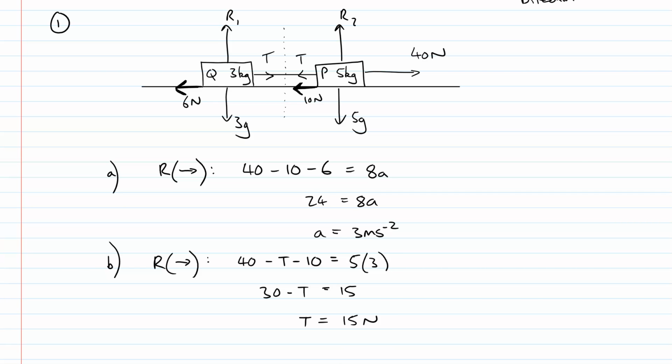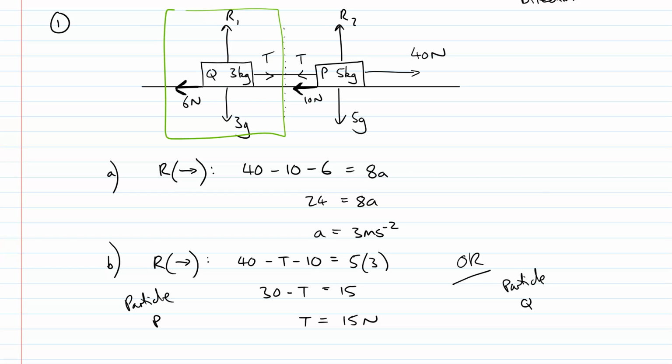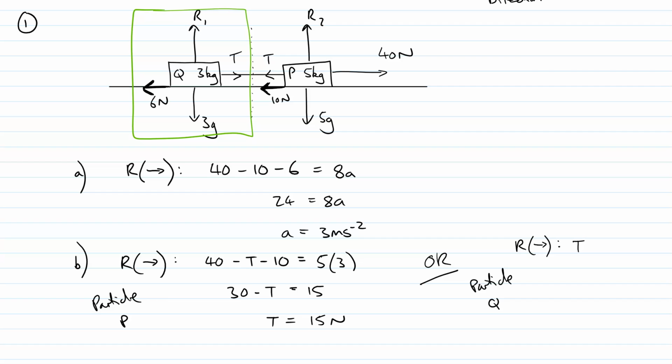So this is looking at particle P. We could, if we want, do both. We don't need to now because we've got it, but I'll do it just for the sake of it. So if we focus on particle Q instead, then we should get the same answer. So here's particle Q. If we resolve our forces to the right, then we've got the T acting to the right, the string, minus the 6 acting in the opposite direction, and that's the mass times acceleration. The mass of Q is 3, and we know the whole system is accelerating at 3. And if we look at that, then we get T as exactly the same thing. Okay, so we get the same answer.